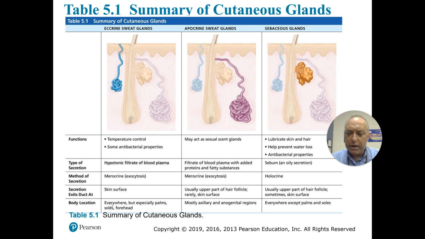The eccrine glands are your everywhere glands, except for the palms, soles, and forehead. The apocrine are anogenital regions, and the sebaceous glands are also located everywhere except for the palms and the soles.